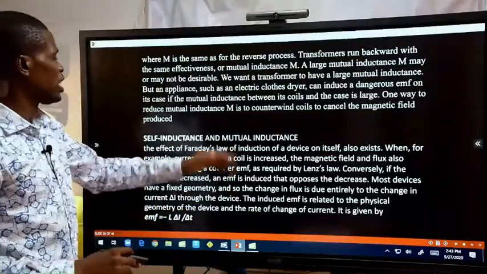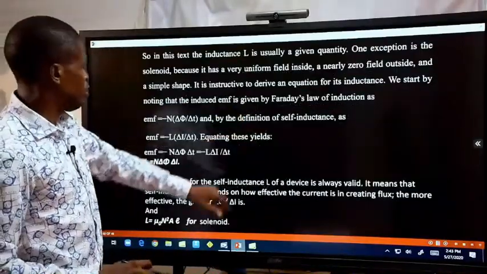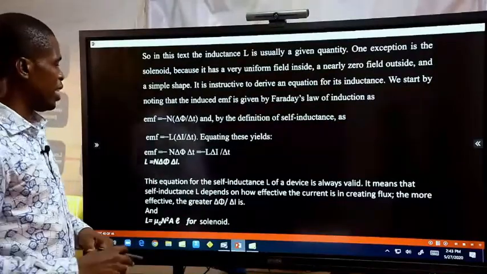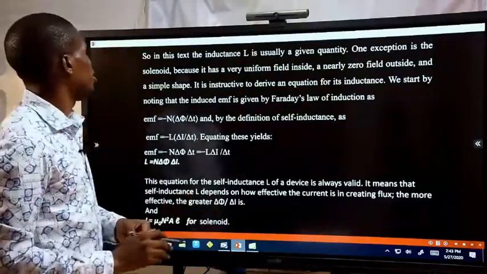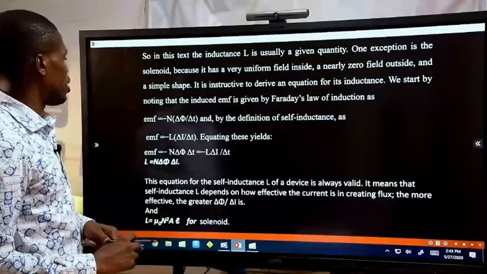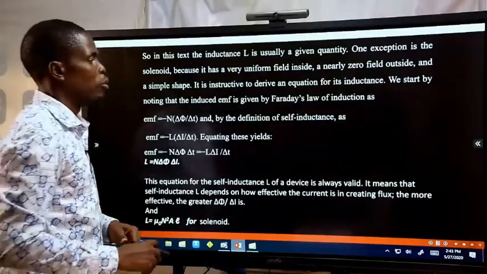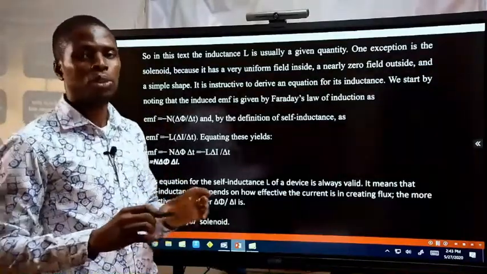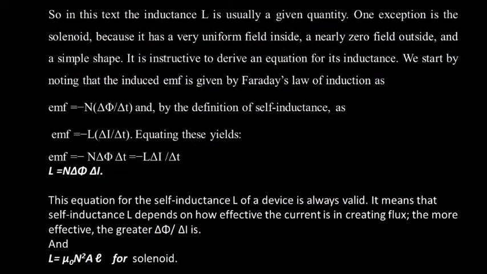We have self-inductance and mutual inductance as explained on the slide. If you consider how the equations are related, then we can say that self and mutual induction are applicable in transformer systems. Okay, so the self-inductance depends on how effectively the current is increasing or creating flux. The more effective, the greater the rate of change of flux with respect to time.